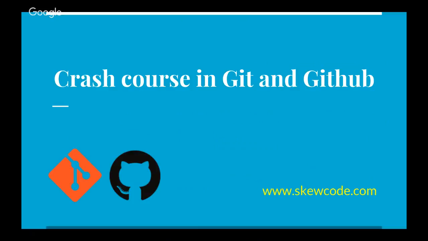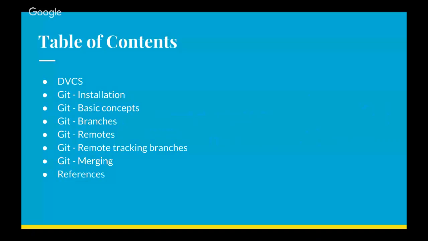Crash course in Git and GitHub. All right, so the table of contents. We'll be going over distributed version control systems and look at what that is. We'll look at how to install Git and get it up and running on your machine. We'll look at some basic concepts of Git, like what a working directory is, what the staging area is, and what commits are. You might have heard of those words pretty often, so we'll look at what they mean.